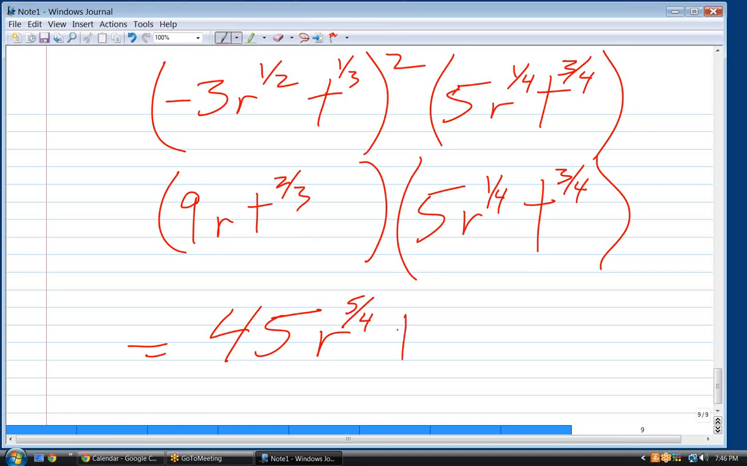And finally, the t, we have to add 2/3 and 3/4. So that would be 8/12 plus 9/12, 17/12. Here's your answer.